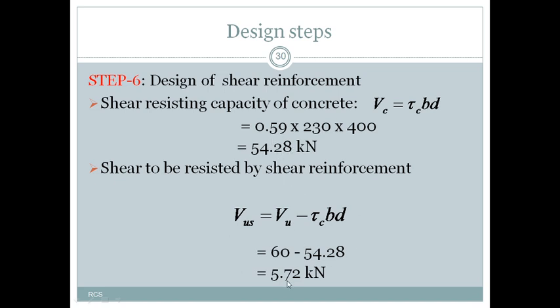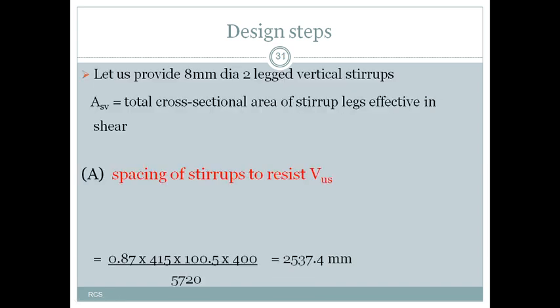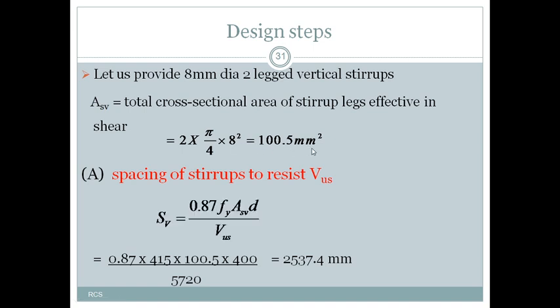If you calculate that, you will get the shear resisting capacity of steel, that is 5.72 kilonewtons. So for this particular shear force, we have to design our shear reinforcement. For this, let us provide 8 mm diameter two-legged vertical stirrups. For that, we have to calculate ASV. As we are providing two-legged stirrups, ASV is 100.5 mm square.